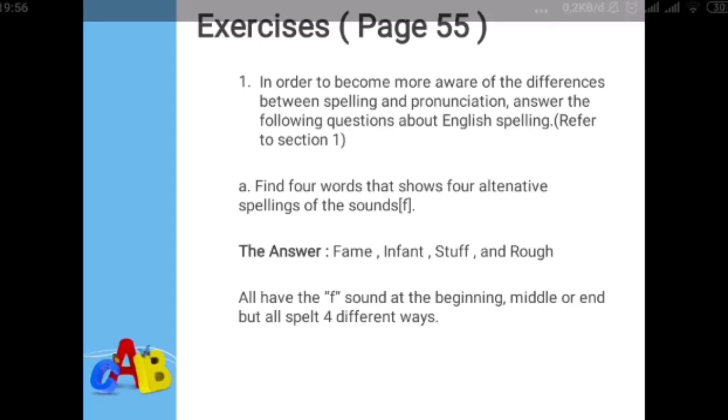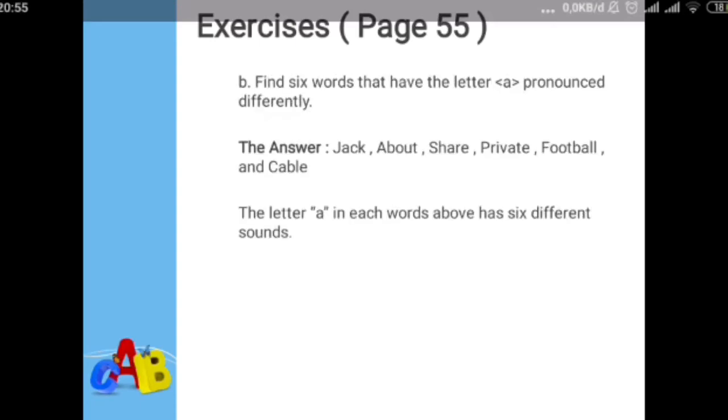In part B, it is find six words that have the letter A pronounced differently. The answer is jack, about, share, private, football, and cable. Once more, jack, about, share, private, football, and cable. The letter A in each word above has six different sounds.